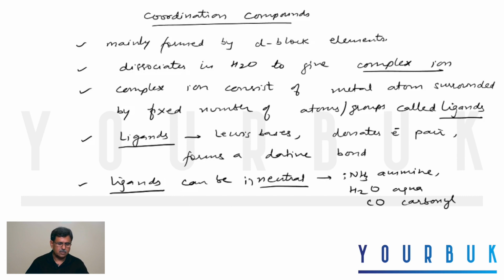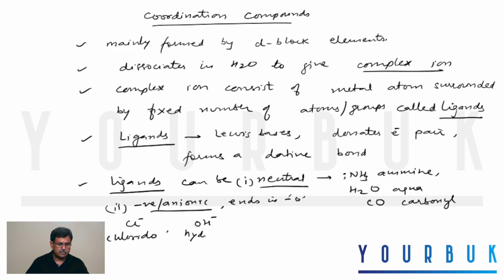They can also be negative or anionic ligands. They have a lone pair as well as a negative charge, and they all end in O. For example, we have Cl minus called chlorido, the OH minus ion called hydroxido, and so on. And one more example, CN minus, is called cyanido.